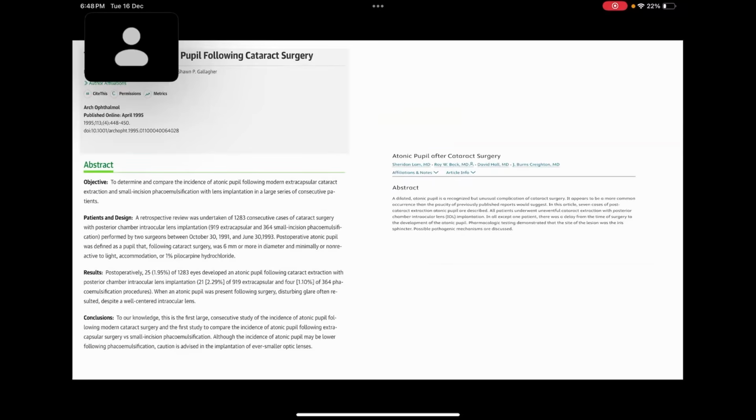There was one more article published where they wanted to determine and compare the incidence of tonic pupil in modern extracapsular cataract extraction and small incision phacoemulsification. This was published in 1995. Based on this study, it was concluded that the incidence of tonic pupil is usually less in phacoemulsification as compared to the earlier extracapsular cataract extraction.